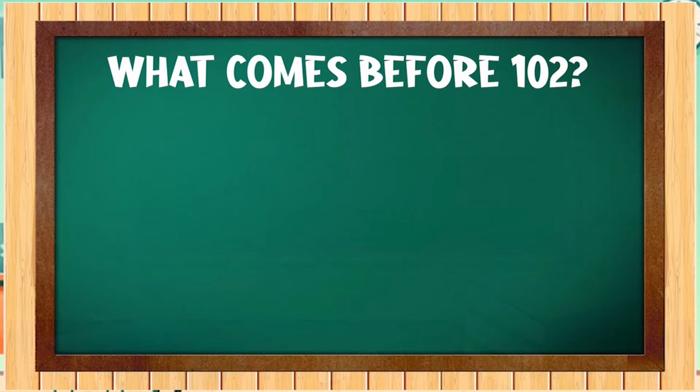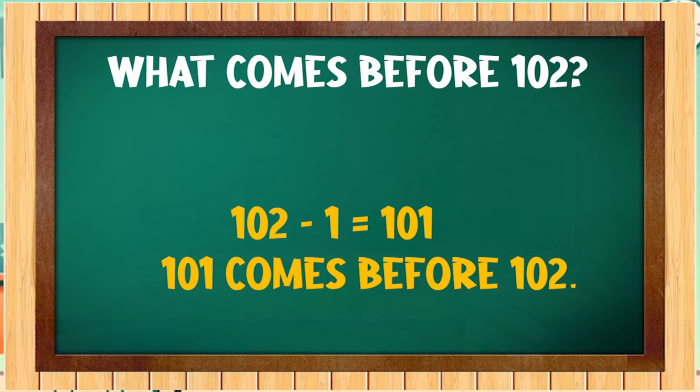What comes before 102? Again, if we use the subtraction method, we see 102 minus, or subtract, 1 will give us 101. So 101 comes before 102. 101 is the predecessor of 102.